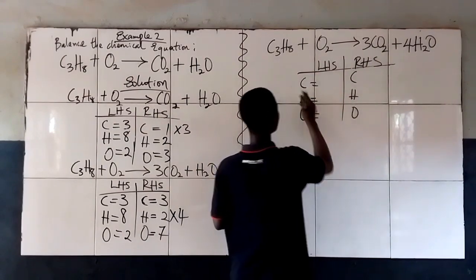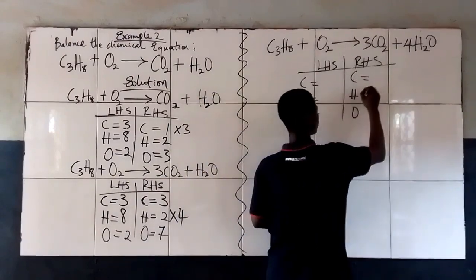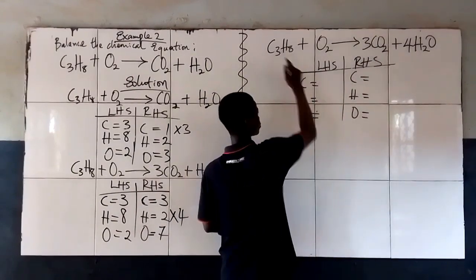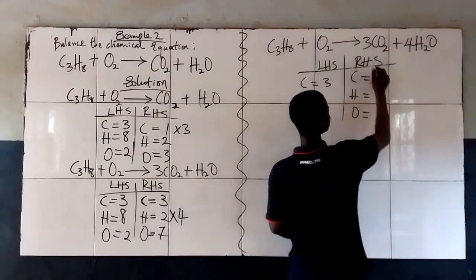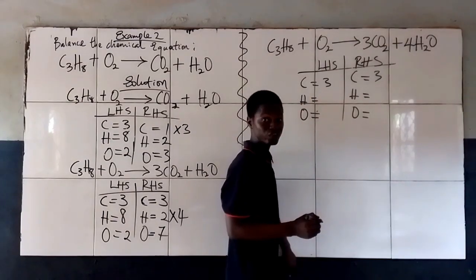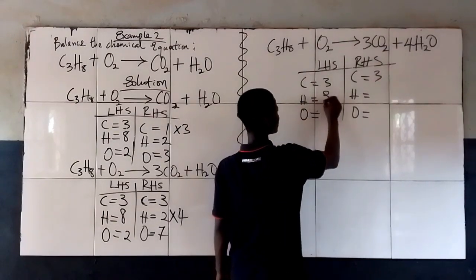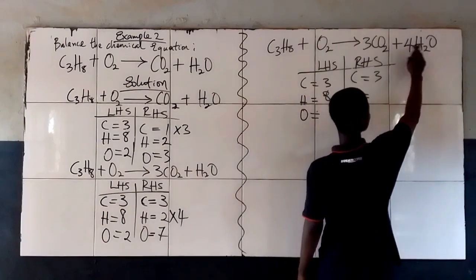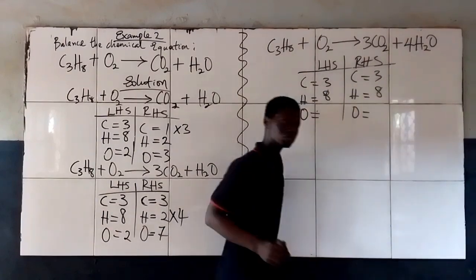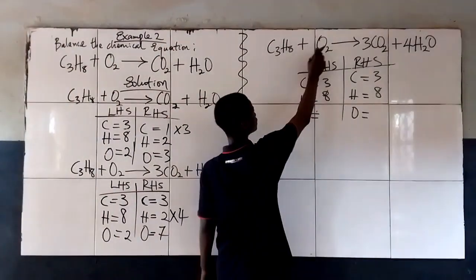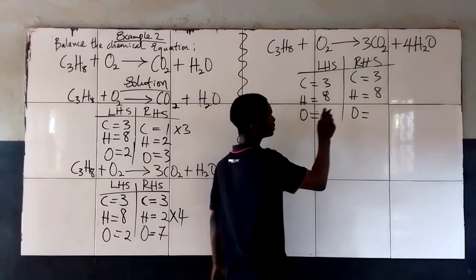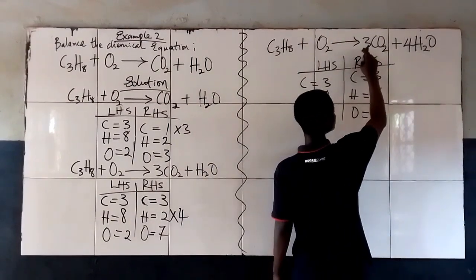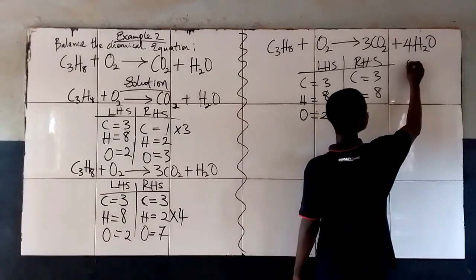For carbon, you have 3. On this side, you have 3 carbon atoms because of the subscript. Then on this side, you have 3 carbon atoms because of the coefficient. Then on this side, you have 8 atoms of hydrogen because of the subscript. On this side, you have 4 times 2, 8. Are you seeing that? Then for oxygen on this side, you have 2 because of the subscript. Then watch out, watch out. This is 3 times 2, 6, is it not?